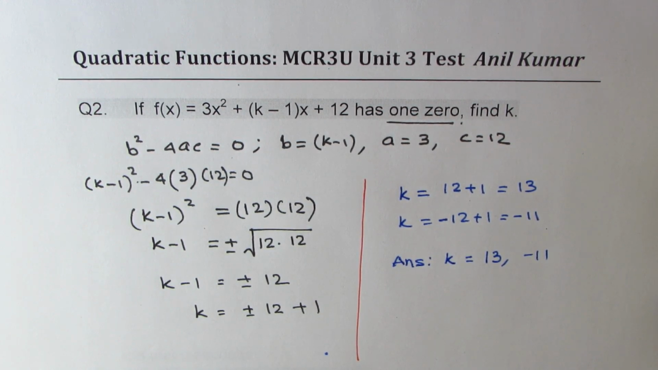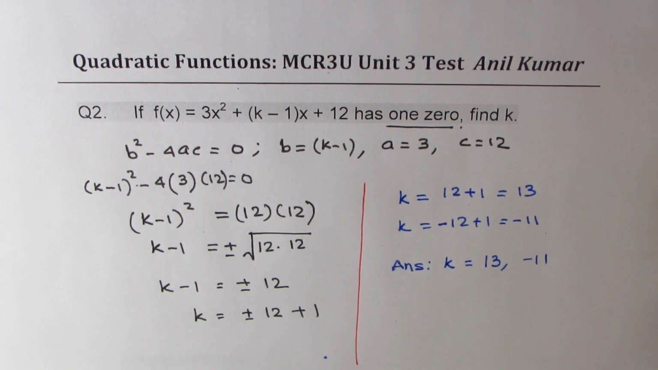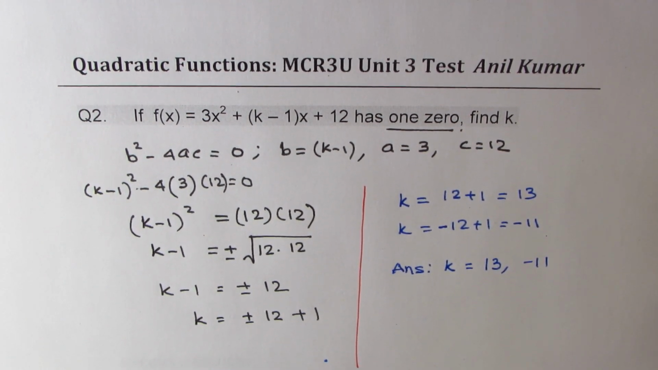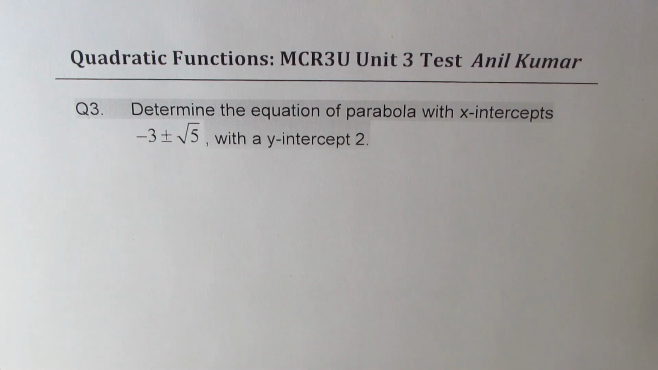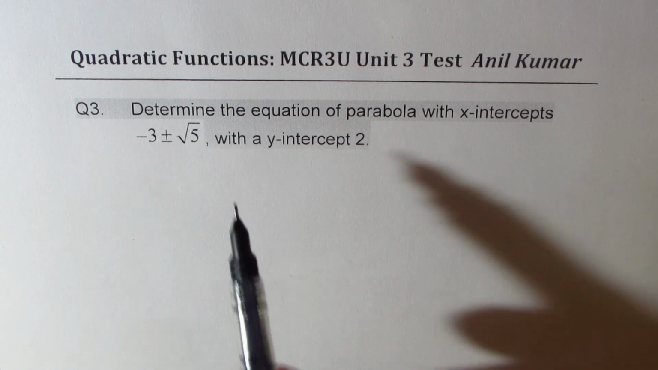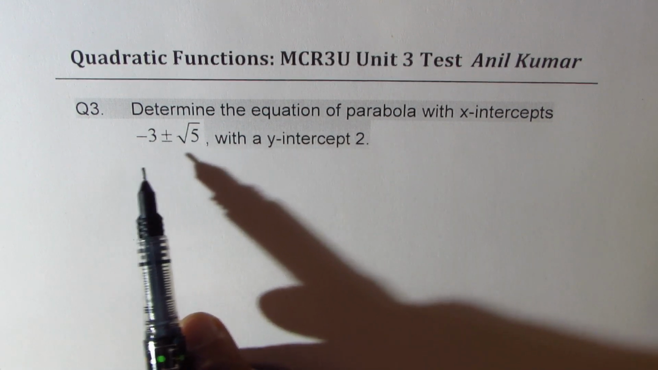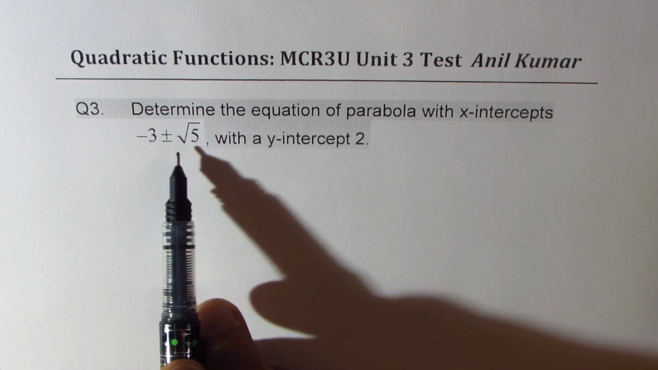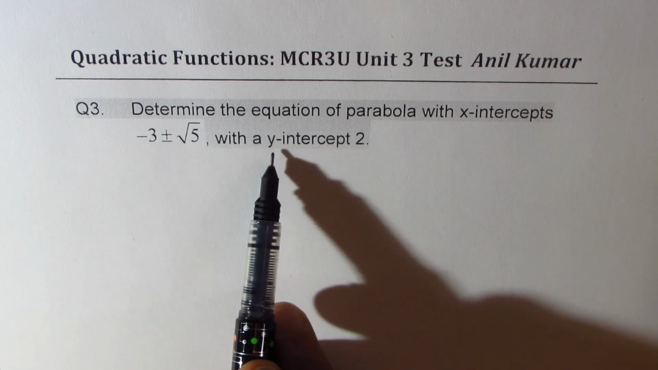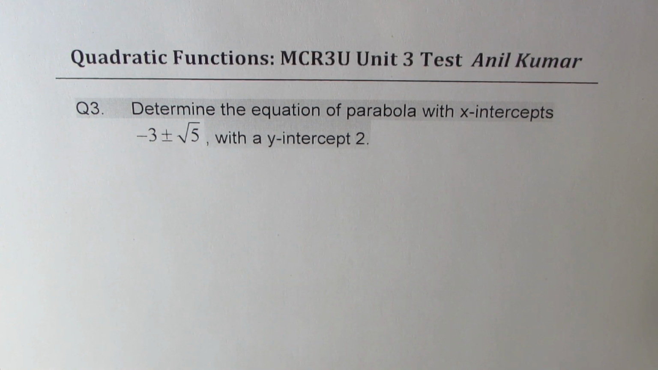Now let's take question number 3, where we are given the x-intercepts. We need to find the equation. This is one of my favorite questions. The question here is to determine the equation of a parabola with x-intercepts as minus 3 plus minus square root 5, with y-intercept of 2. Now there are many methods to solve this question.